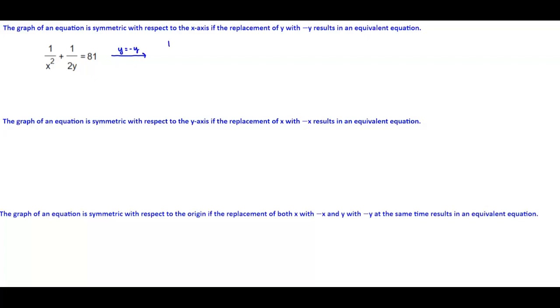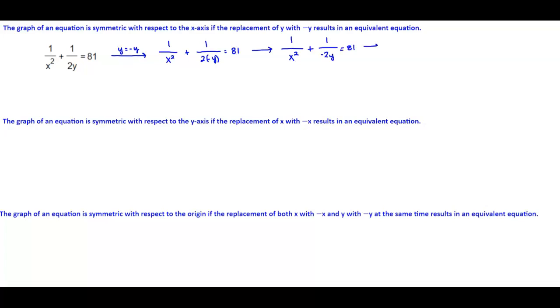So we have 1 over x squared plus 1 over 2 times negative y, and we're going to say that's equal to 81. So what happens here? Well, we get 1 over x squared. Now this becomes a negative 2y, so that becomes plus 1 over negative 2y, which is equal to 81.